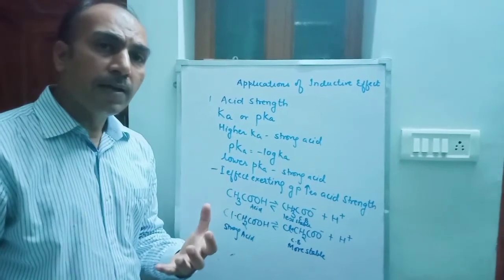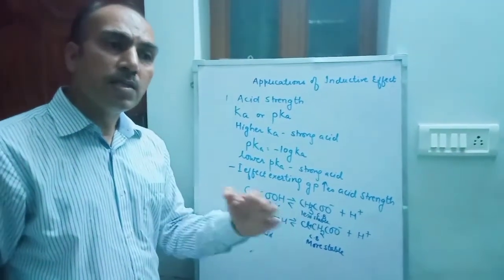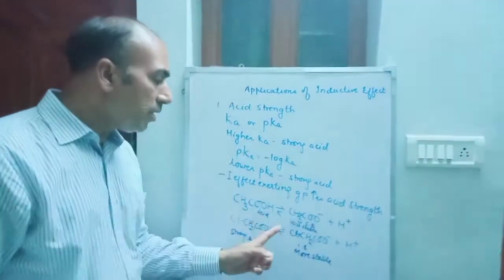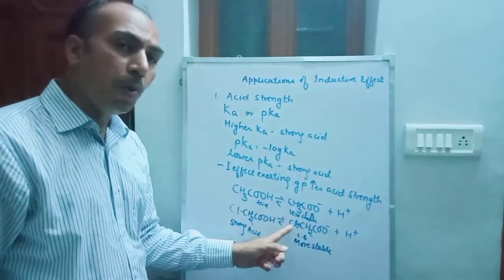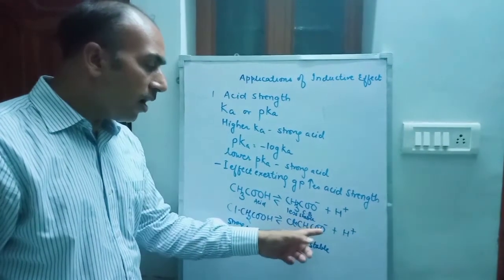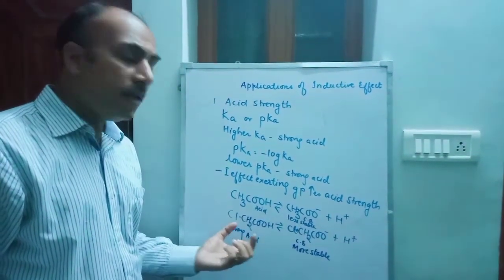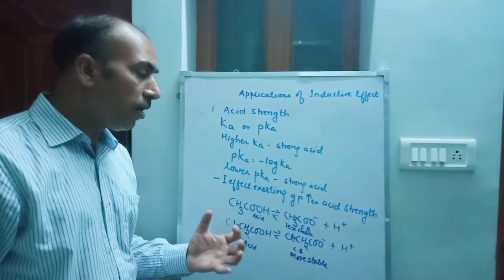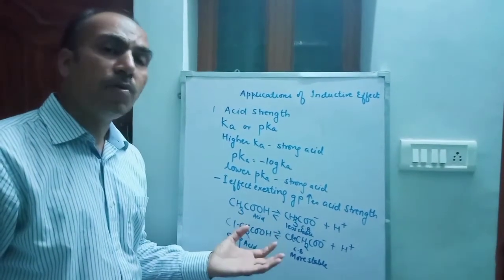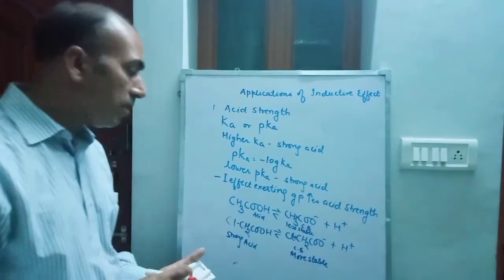As we know that the inductive effect decreases with distance. If the Cl is near to the carboxylate group, then the effect is more, and if this Cl is far away from the carboxylate group, then the effect will be less. The inductive effect will be less and the acid strength will also decrease. We'll see one example of that.